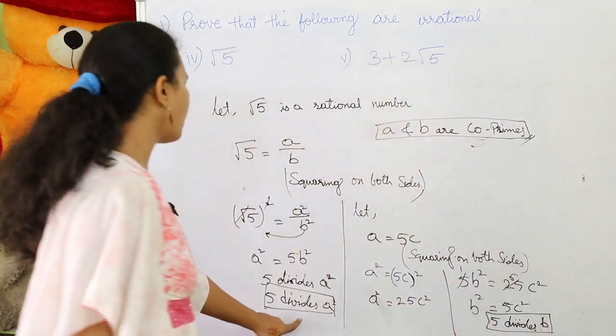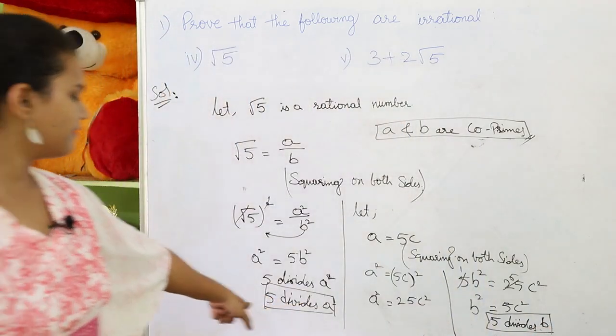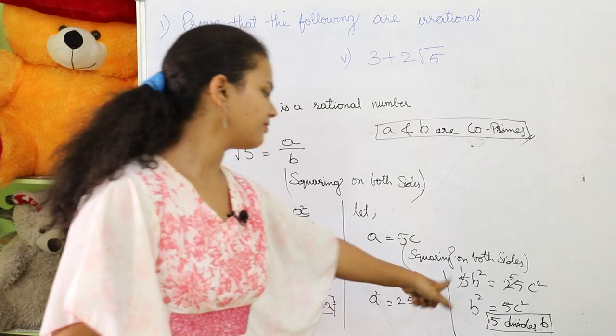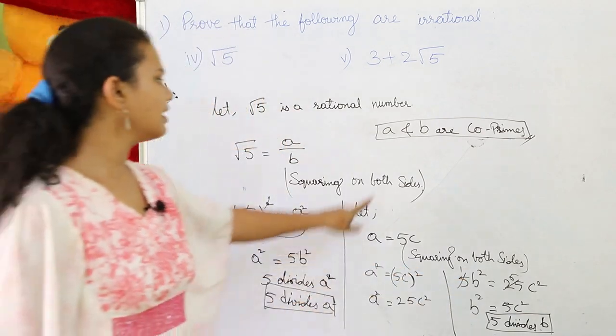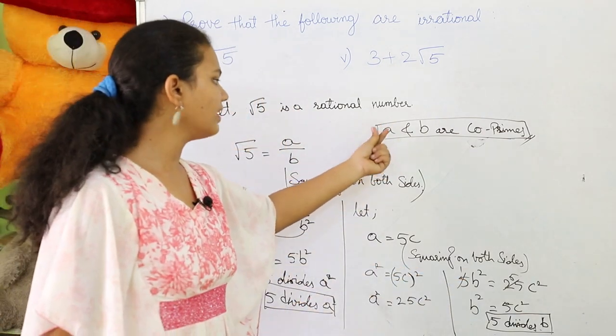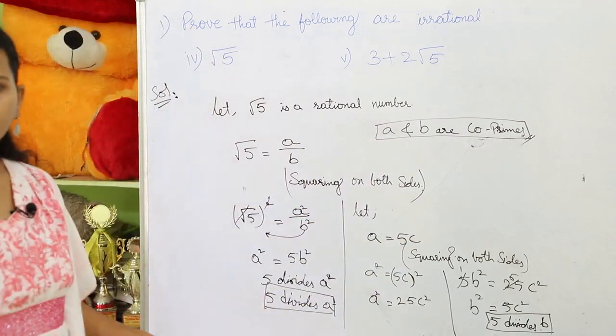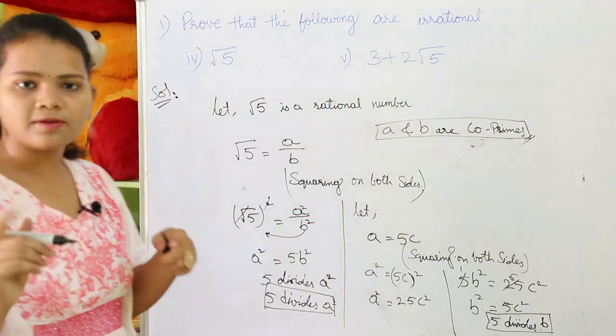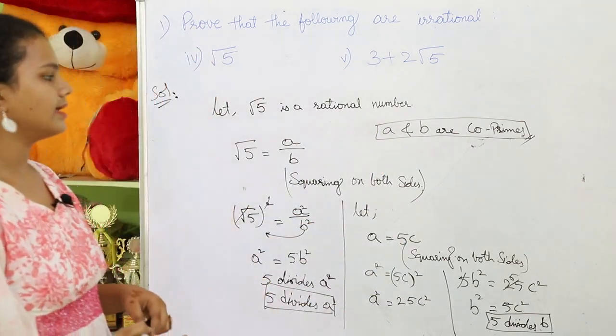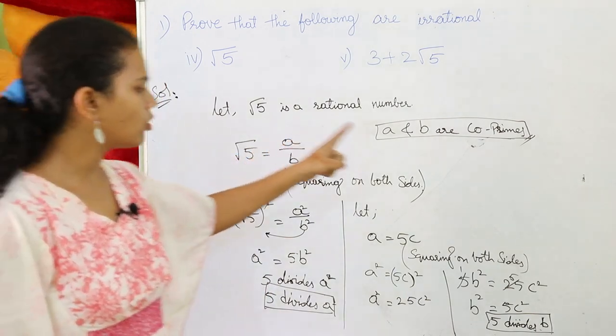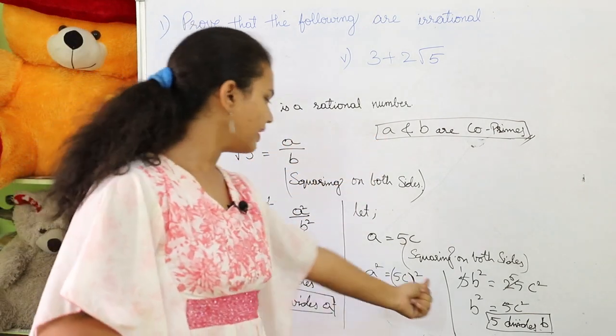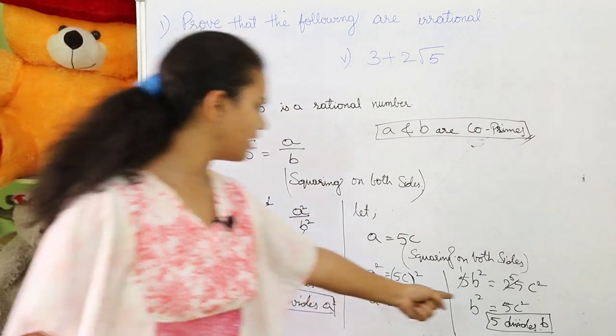So here we have one statement where 5 divides a, and another statement where 5 divides b. So guys, here a and b, we have said, are co-primes. There should be only one common factor, but here a and b are co-primes, yet we are getting that 5 divides a and 5 divides b.